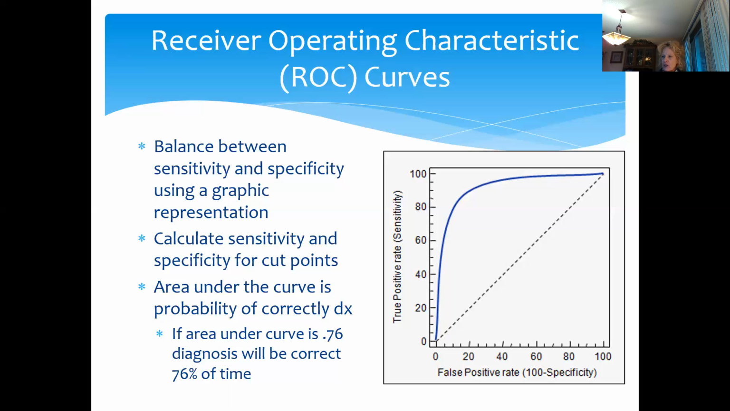And as you construct that ROC curve, you're going to set these cut points, and then you're going to plot your true positives on the y-axis and your false positives on the x, and that's your specificity. And then you'll get this nice curve that will help you determine the probability of your correct diagnosis.